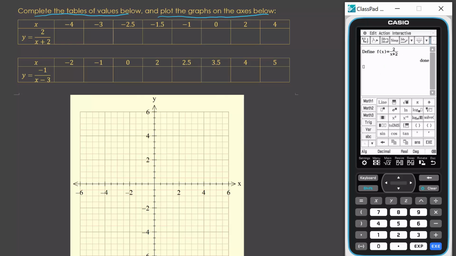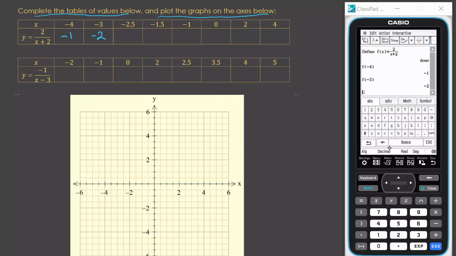And then that's done. And so when I want the value when x is -4, all I'm going to do is go to here, I'm going to find f, and I'm going to put in -4. And it tells me that it is -1. And then I'm going to do f of -3. And that is -2.